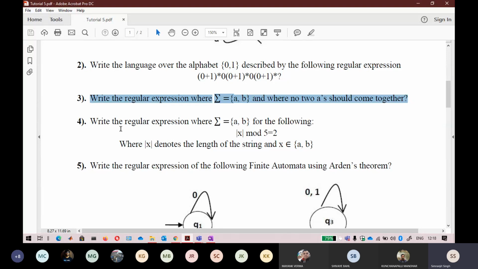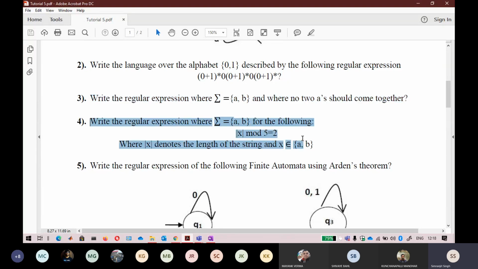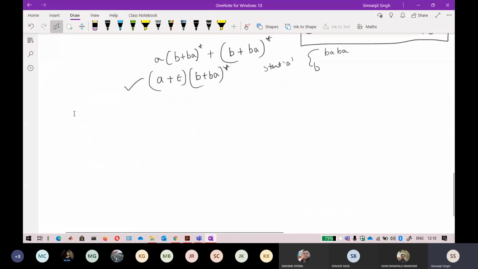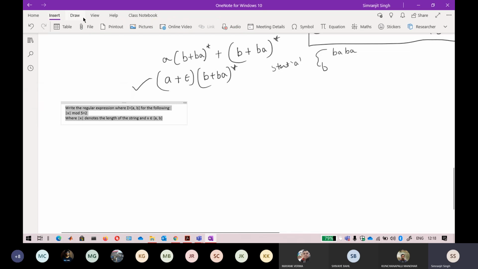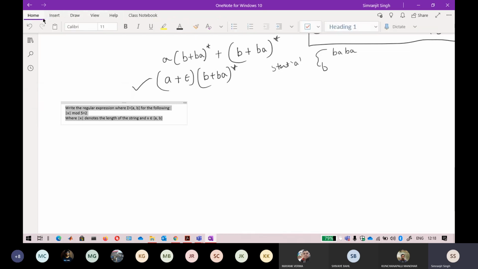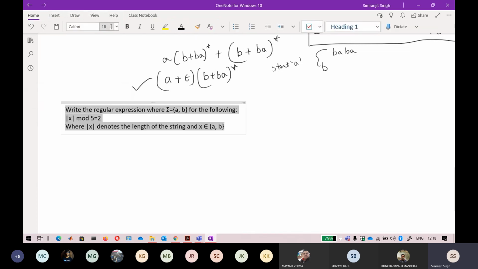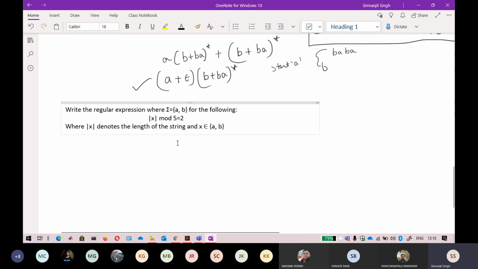Okay, the next one is a bit simple. We have done this a lot of times: length of x mod 5 equals 2. The pattern is given in the question itself, and we have done this question many times, so I think you can easily do this. Just write the solution here. What will be the solution? The length of x mod 5 is equal to 2. It should not take very much time.